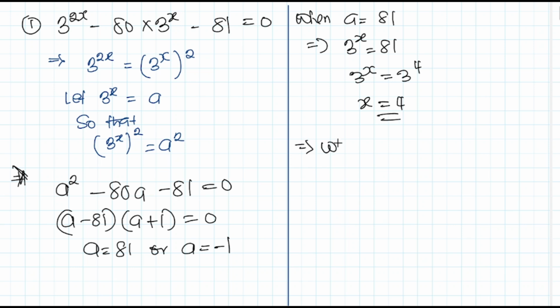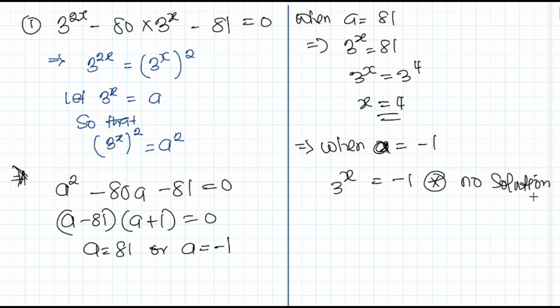And when a equals minus 1, we have 3 raised to power x equals minus 1. Since this is undefined, there's nothing we can do to get minus 1, so we simply say no solution. So the only answer we have is x equals 4 for this equation.